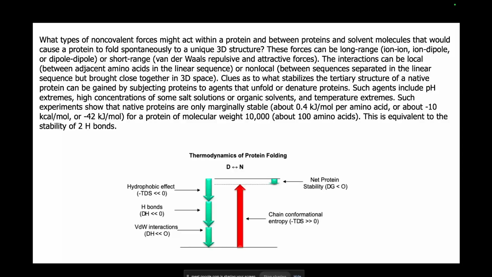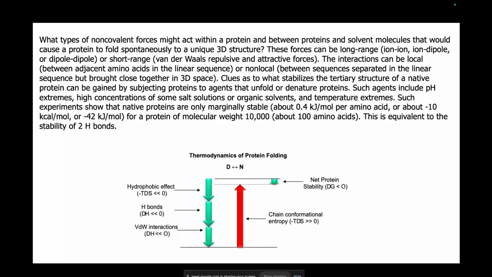It can be local between adjacent amino acids in a linear sequence, or non-local between residues separated in a linear sequence, meaning it is far away if you think of it in a linear sequence, but in a 3D structure, they come close together because of some folding or something else. Clues as to what stabilizes the tertiary structure of a native protein can be gained by subjecting the proteins to agents that unfold or denature proteins.